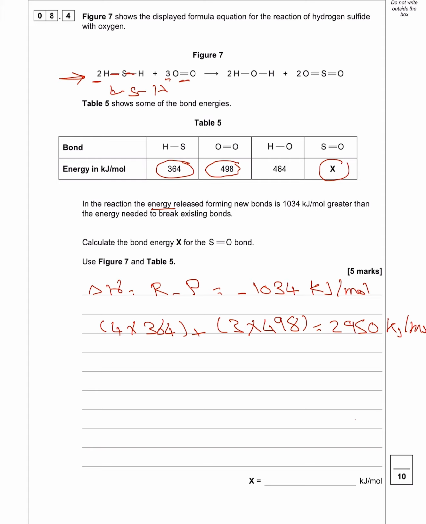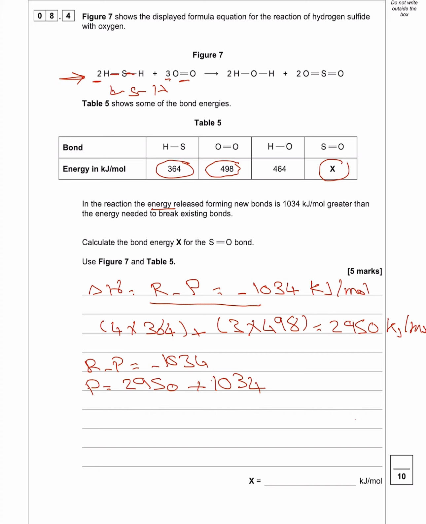And then now you need to find the total energy released for the product. So from this equation, we can find that the R minus P, as we said, equals minus 1034. So the total energy of the products will equal the total energy of the reactants, which is 2950, plus the 1034.